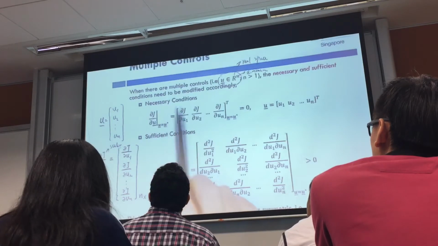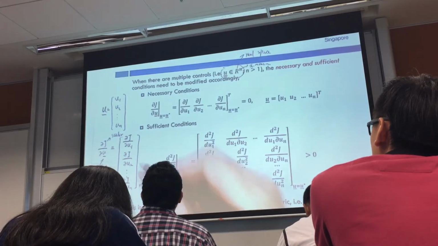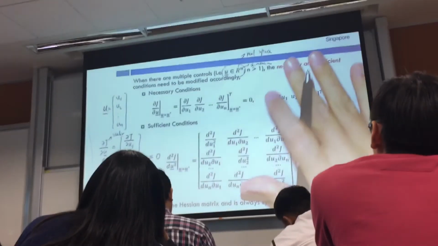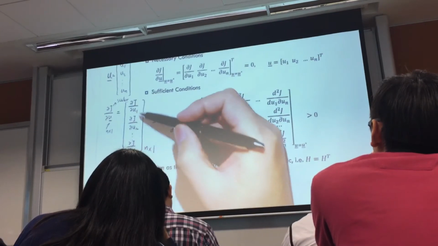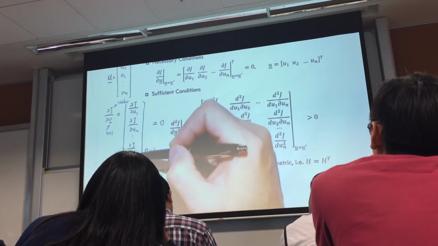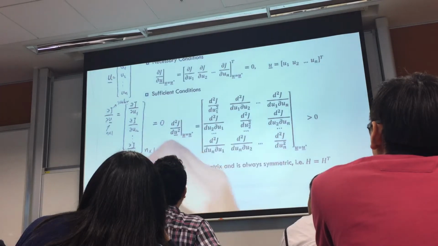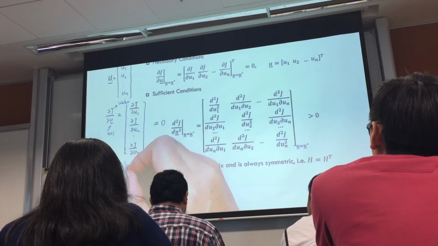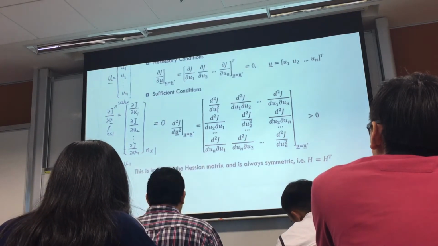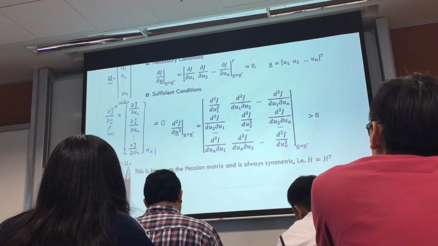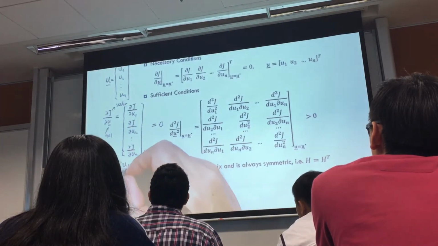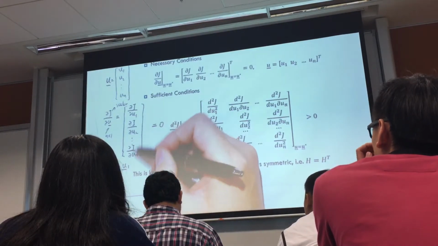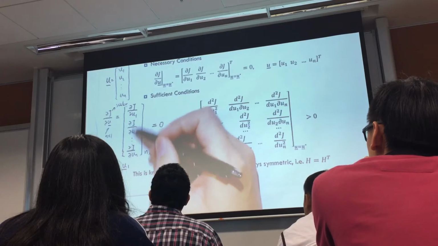To evaluate the necessary condition, we set this equal to 0. You solve this n equations, and this will give you a set of potential locations. For example, the first one, this u1. But remember that this u1 is different from this u1. This u1 is a vector.